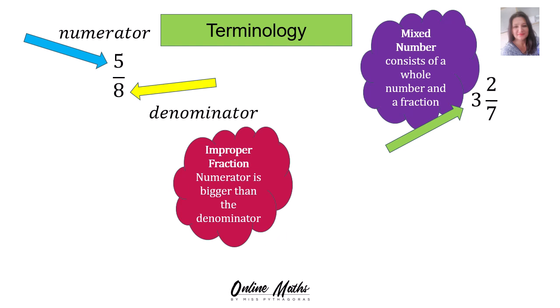An improper fraction is when the numerator is bigger than the denominator. For example, if I give you 47 over 5, it's very clear that the numerator is bigger than the denominator. Then it's called an improper fraction.